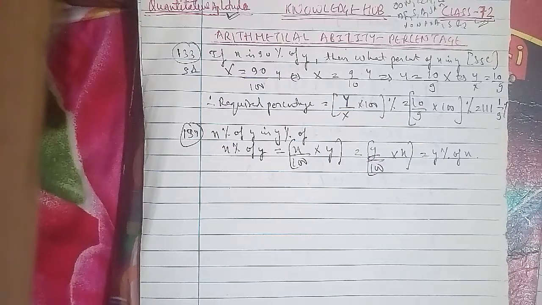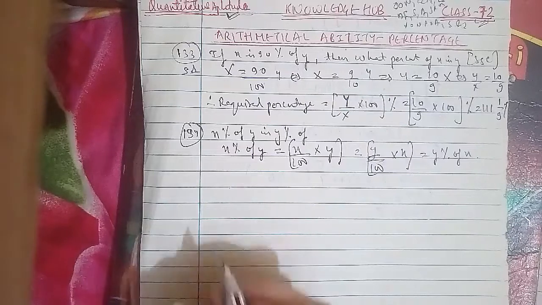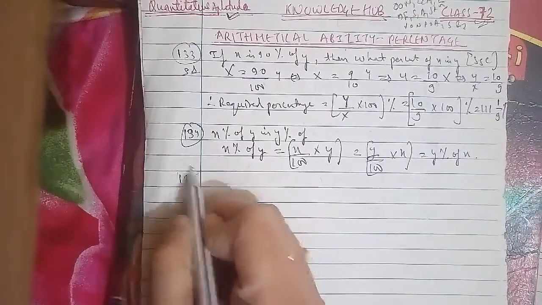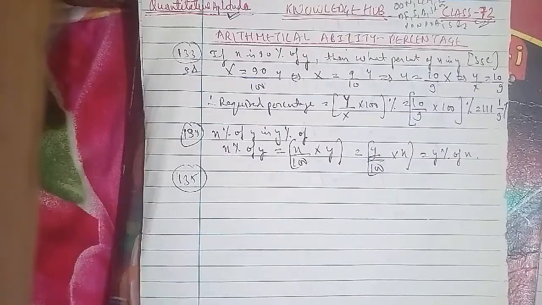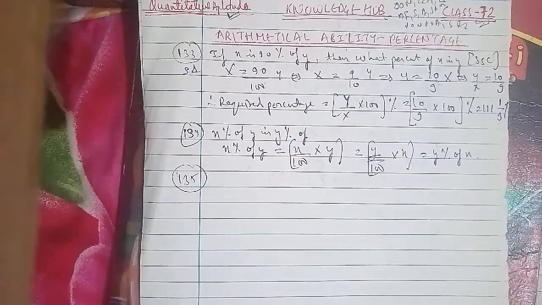We'll go ahead with another question, which is an important one as well, and it was asked in a hotel management question paper, the 135th question of the session. The question is as follows: if 20% of A equals B, then B% of 20 is the same as what? This was asked in a hotel management question paper, so it is important too. The options we have are 4% of A, 5% of A, 20% of A, and none of these. So we'll go ahead.